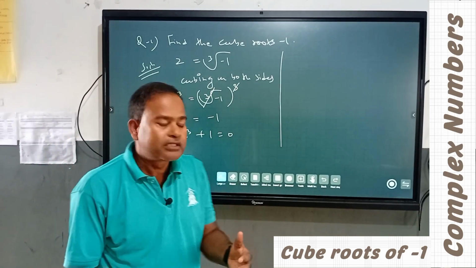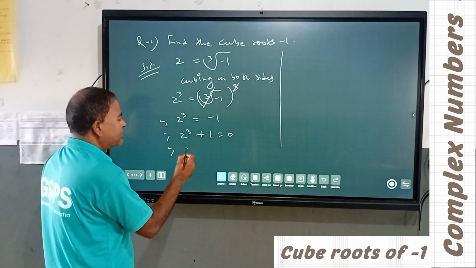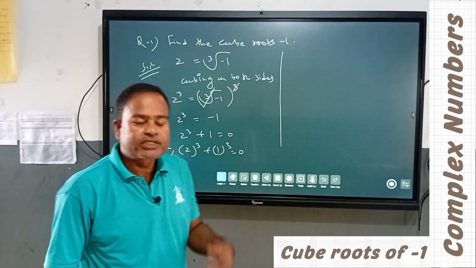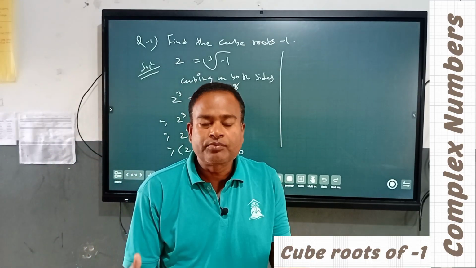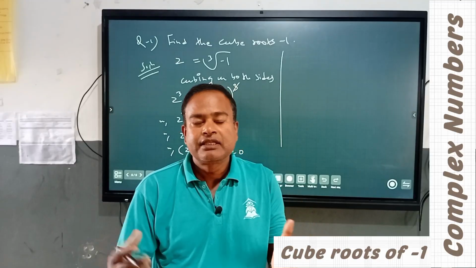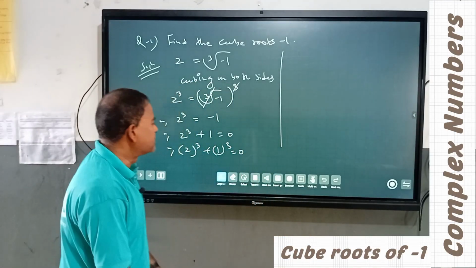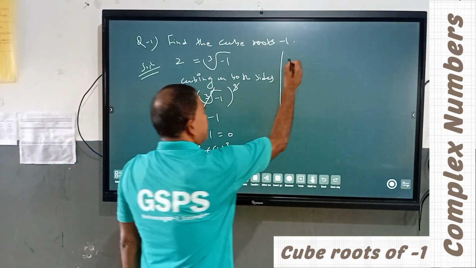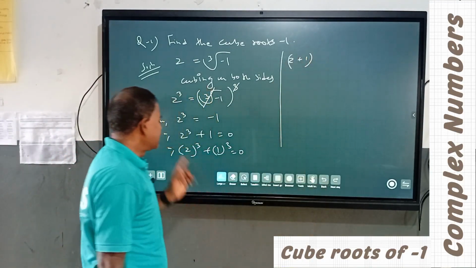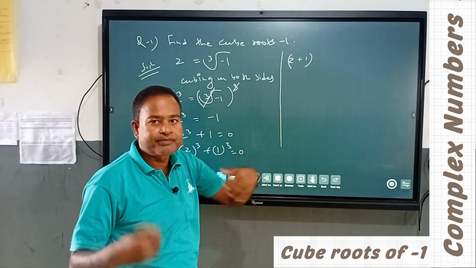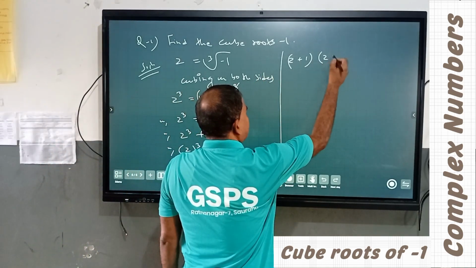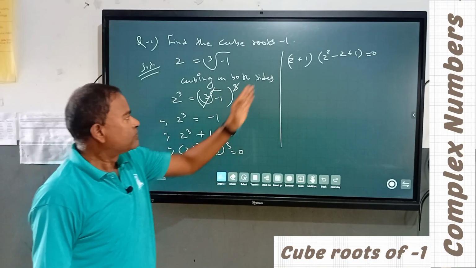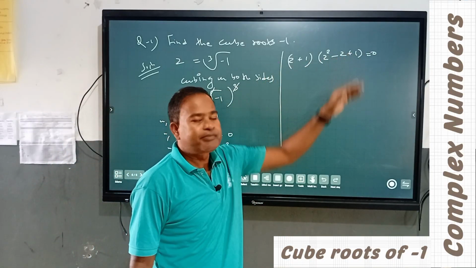Now we can change it into the form of a cube plus b cube. We know the two factors of a cube plus b cube are a plus b and a square minus ab plus b square. So let's use the formula of a cube plus b cube, and we'll get two factors. The first factor is z plus 1, and the second factor is z square minus z plus 1.